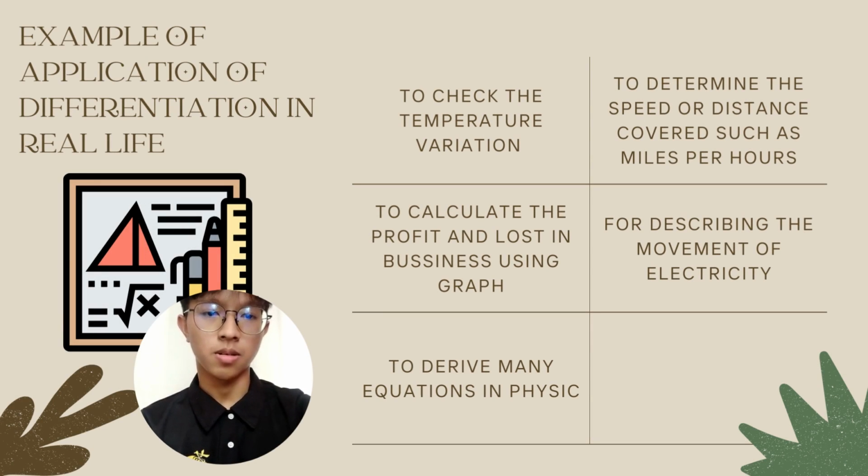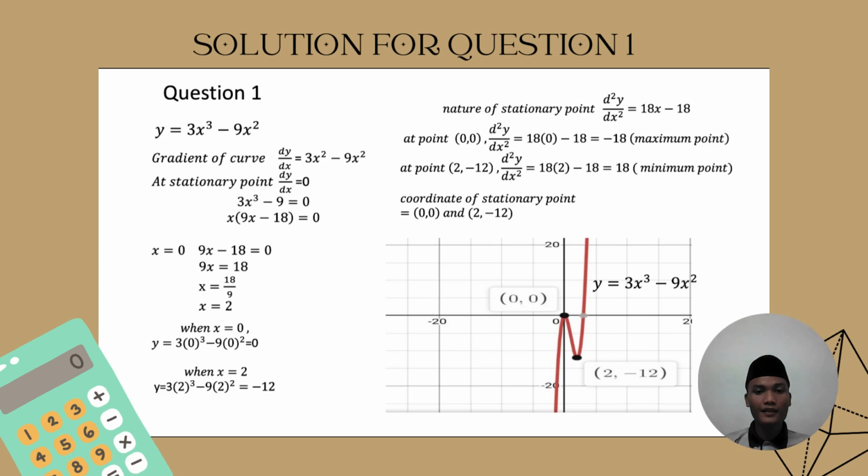Example of application of differentiation in real life. Differentiation can be used to check temperature variation, to calculate profit and loss in business using graphs, to derive many equations in physics, to determine speed or distance covered, and describing the movement of electricity.